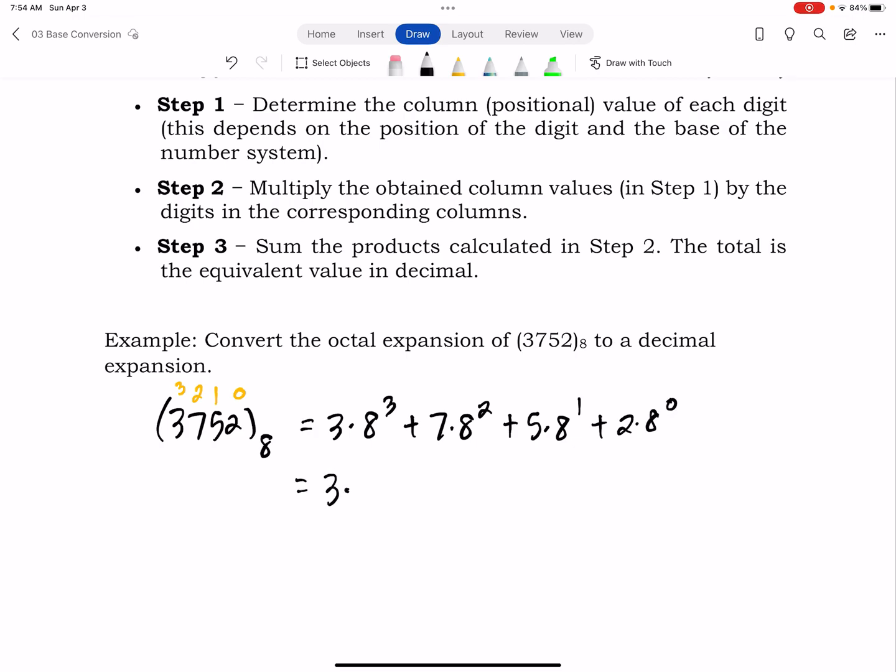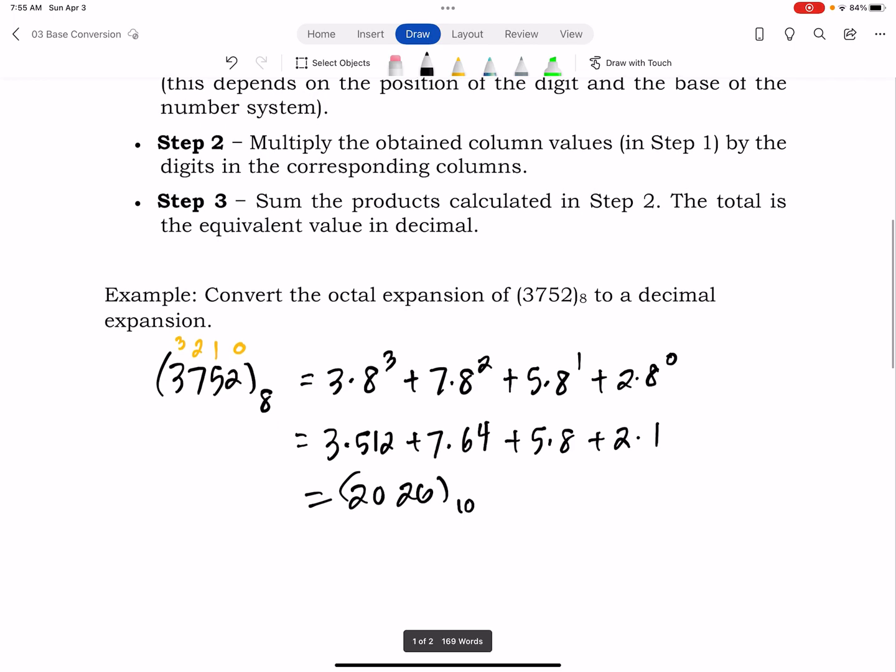So 3 times 8 cubed, so do 8 cubed, 512, plus 7 times 8 squared, plus 5 times 8, plus 2 times 8 to the 0, which is just 1. And then you just add up all these numbers. So 3 times 512 plus 7 times 64, put this in your calculator, plus 5 times 8 plus 2 gives me 2026 base 10, as a decimal number.